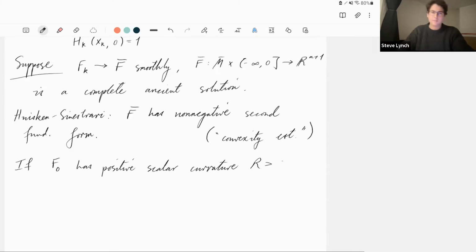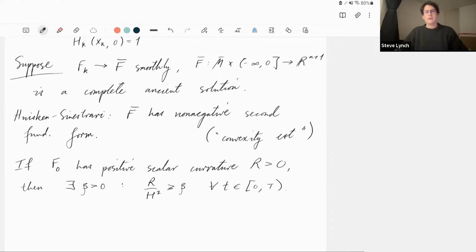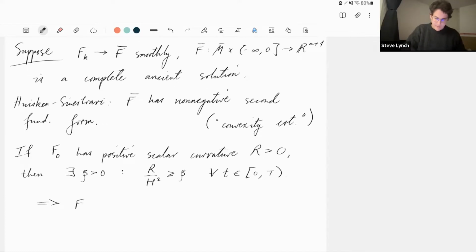so let me denote the scalar curvature just by R, then because of compactness, we can find a constant beta, say, such that the scaling invariant ratio R over H squared is greater than or equal to beta at the initial time, but then a maximum principle argument tells you that this actually holds up until the maximal time. Okay, and because this inequality is scaling invariant, it carries over to the blow-up limit F bar. So under this additional condition, we know that this F bar solution actually has positive scalar curvature if it has positive mean curvature, which is the case as long as it's non-trivial, as long as it's not flat. So we conclude that F bar has positive scalar curvature.